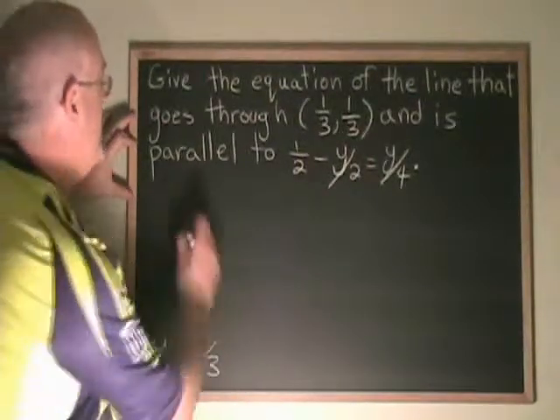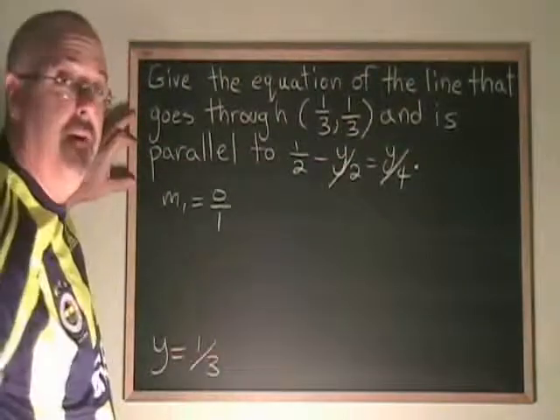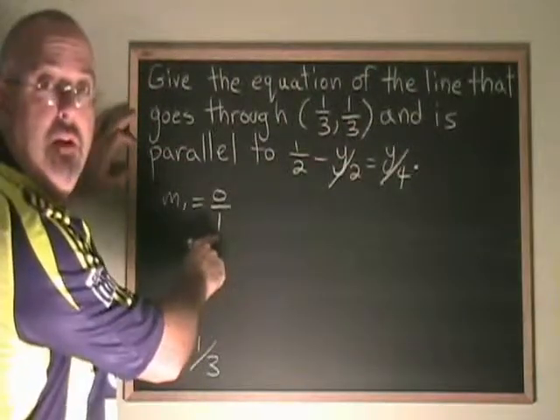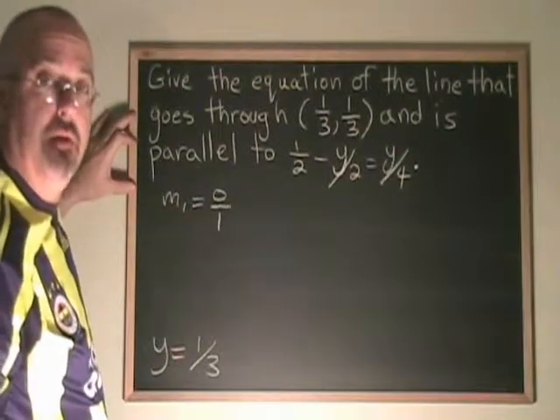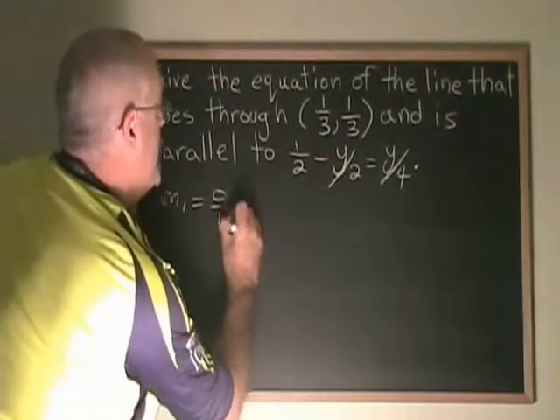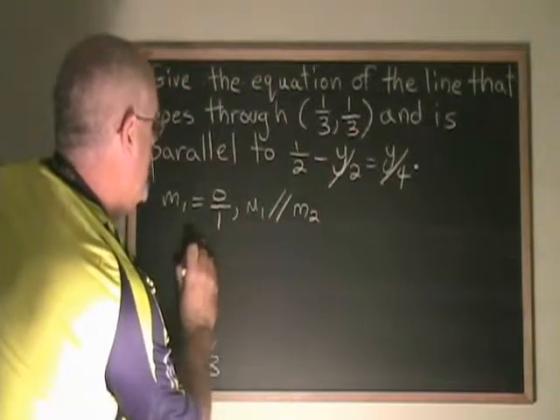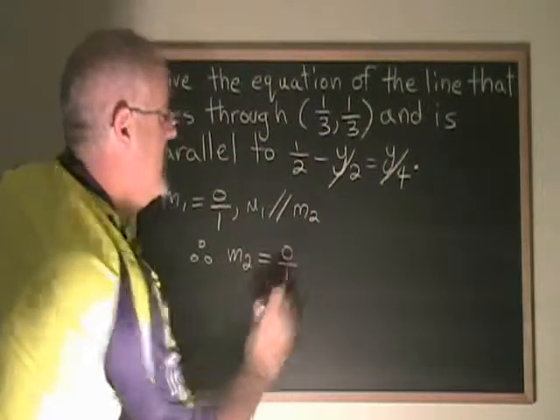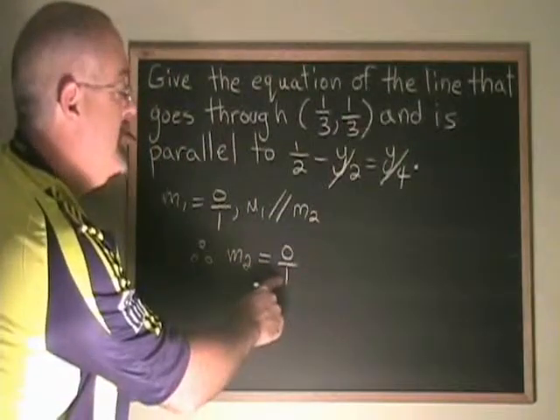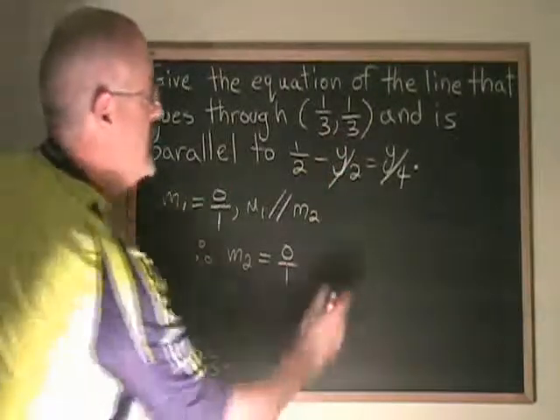The first thing I will do is I will say m1 is equal to 0 over 1, a fraction which is equivalent to 0, and I know that the slope of the given line has to be 0 because it is horizontal. m1 is parallel to m2, therefore m2 is equal to 0 over 1. And now I use this slope that I have justified and the point given to derive my equation.